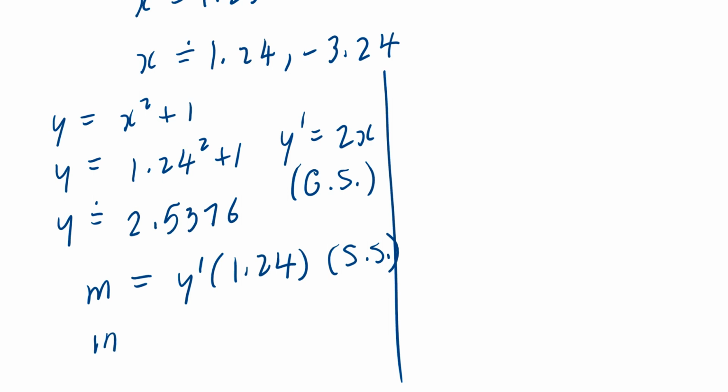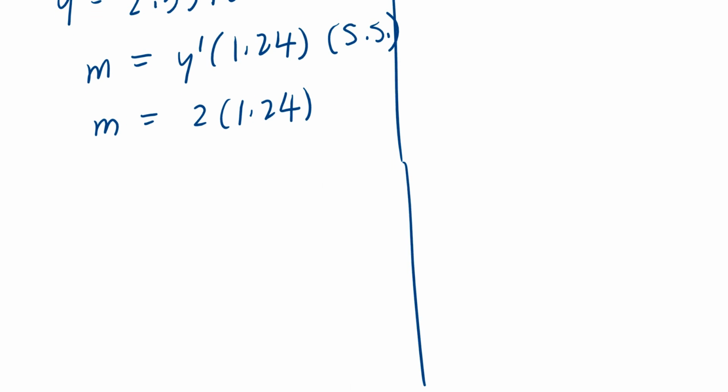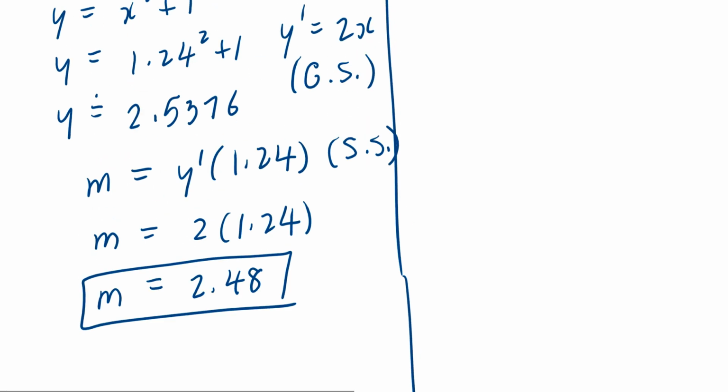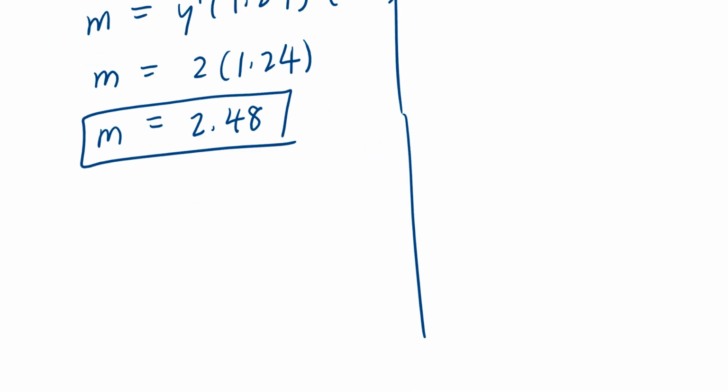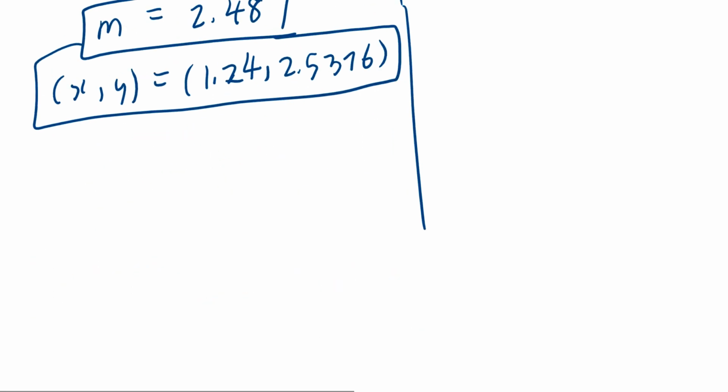And all you do is you plug this number, 1.24, back into 2x. So 2 times 1.24. And if I keep going, let me extend this line for you. This is going to be 2.48. Now that we have the slope and we have this point (x, y), and let's write it down for you, (x, y), which is basically 1.24 and 2.5376. This goes back to grade 9 math. So again, you're given the slope, you're given the point, let's solve for b. y equals mx plus b.